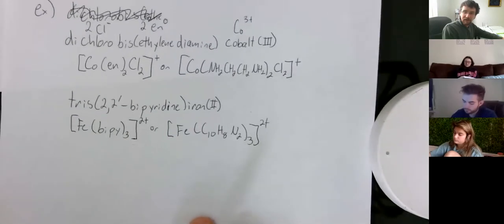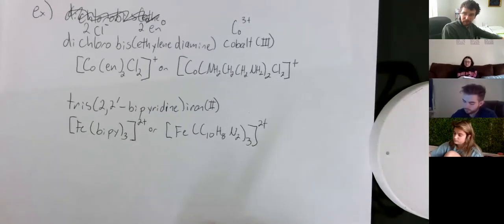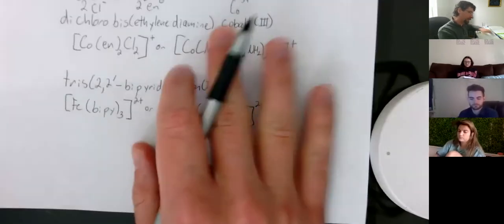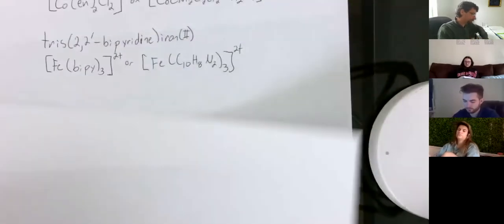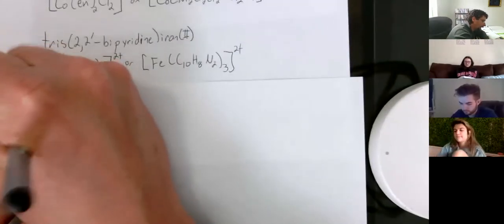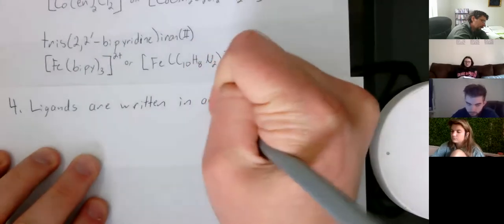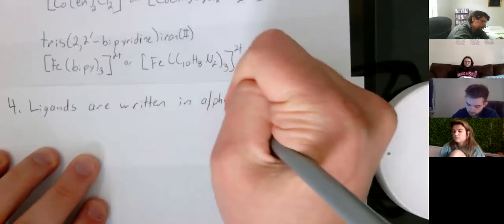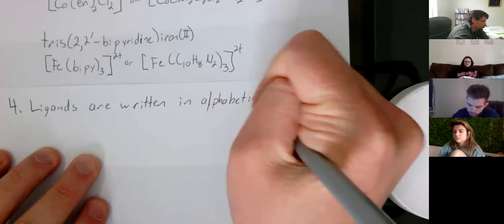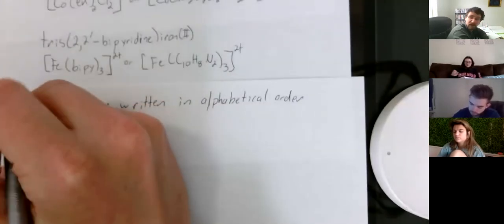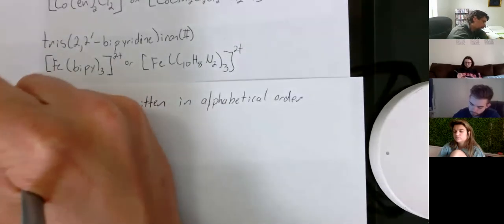Okay. Any questions so far? Next rule. Ligands are written in alphabetical order, according to the ligand name and not the prefix.